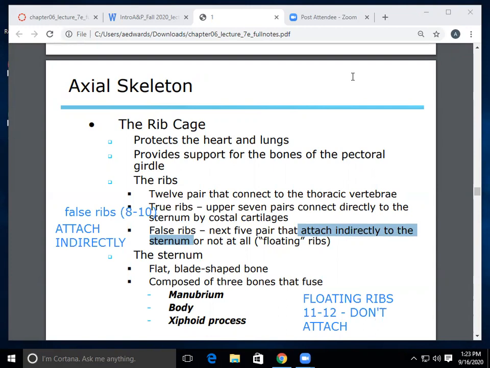So, there are three types of ribs. If you see a test question, answer based on there being three types. Just answer it that way, and that goes for both lecture and lab.